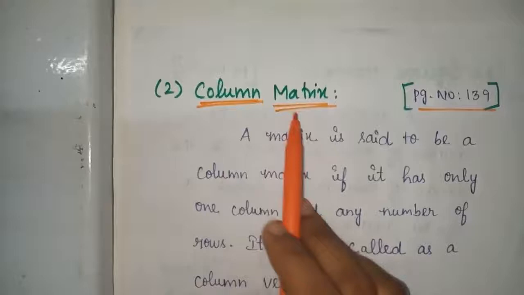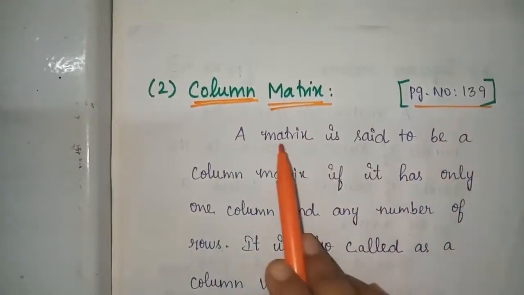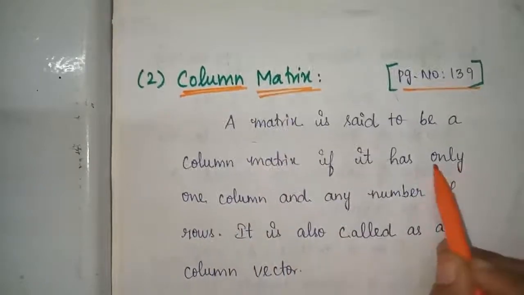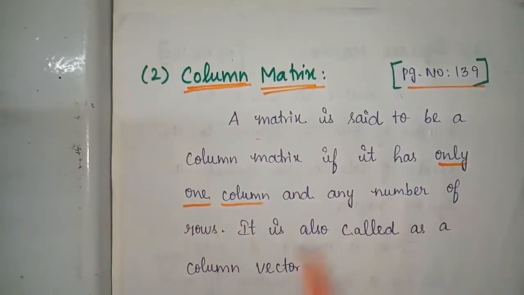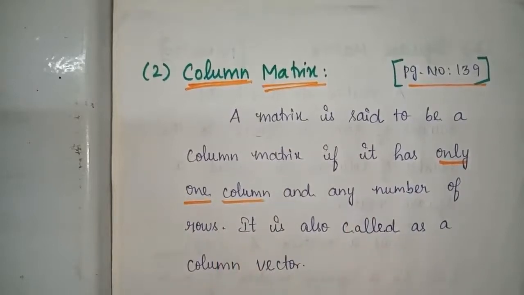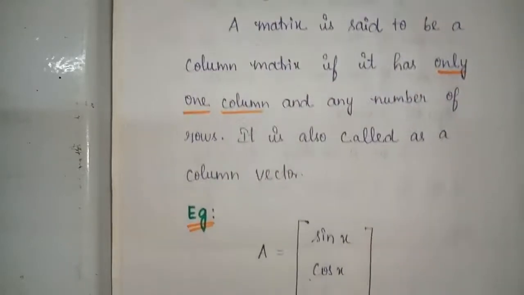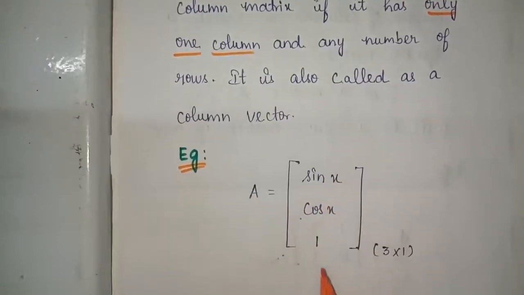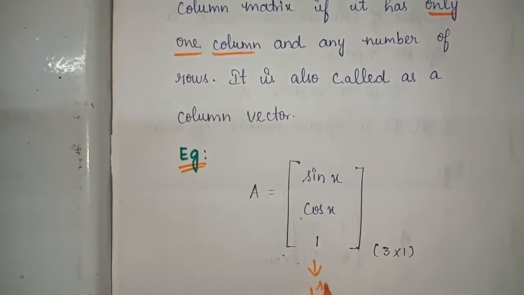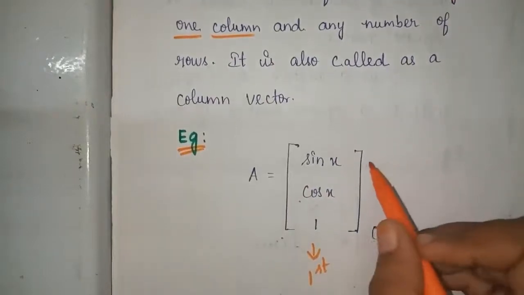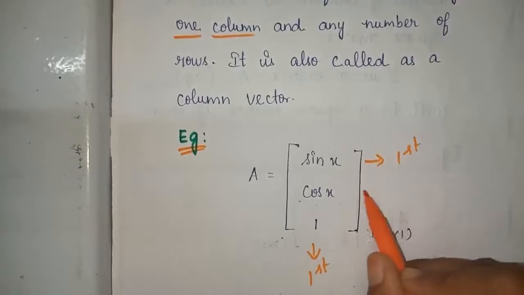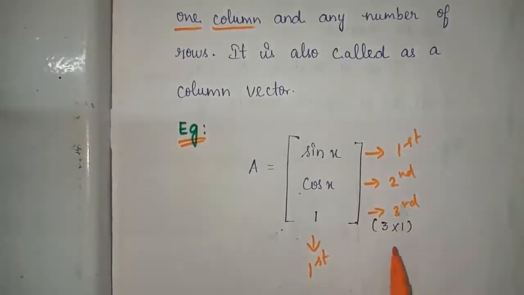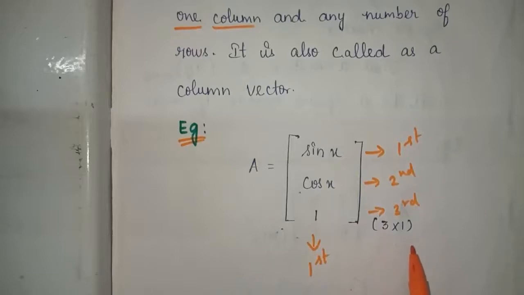Next one is column matrix, which is in page number 139. A matrix is said to be a column matrix if it has only one column and any number of rows. So it is also called column vector, same as row matrix. So example, A is equal to sin x, cos x, 1. So it has only one column. This is first row, second row and third row. So number of rows is 3 and number of columns is 1.